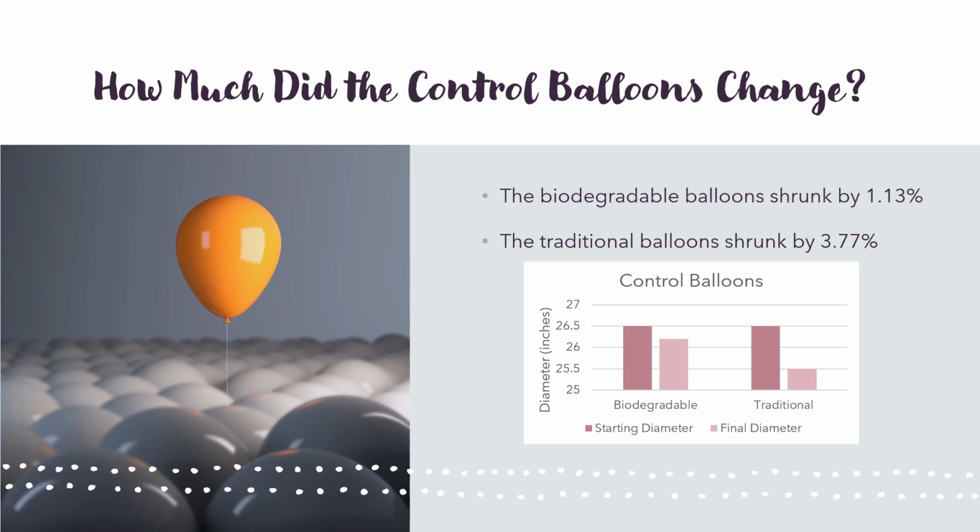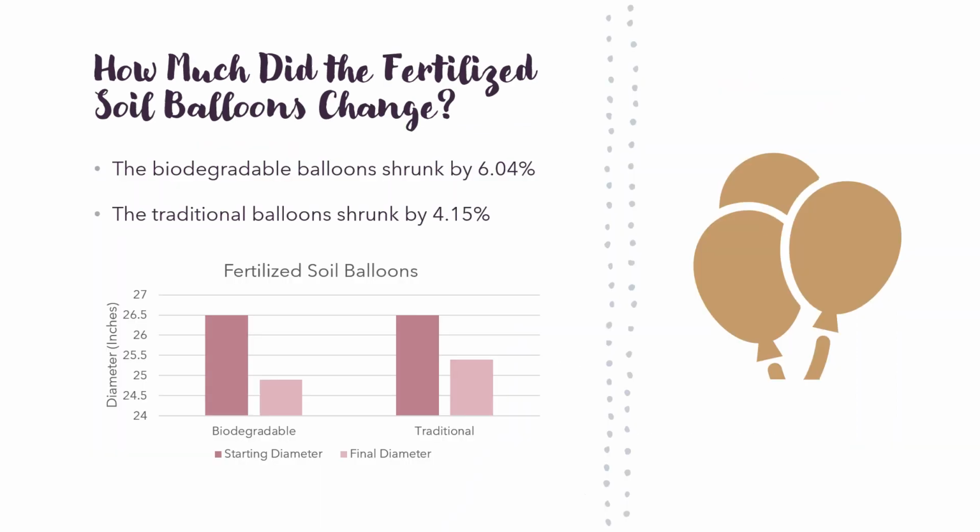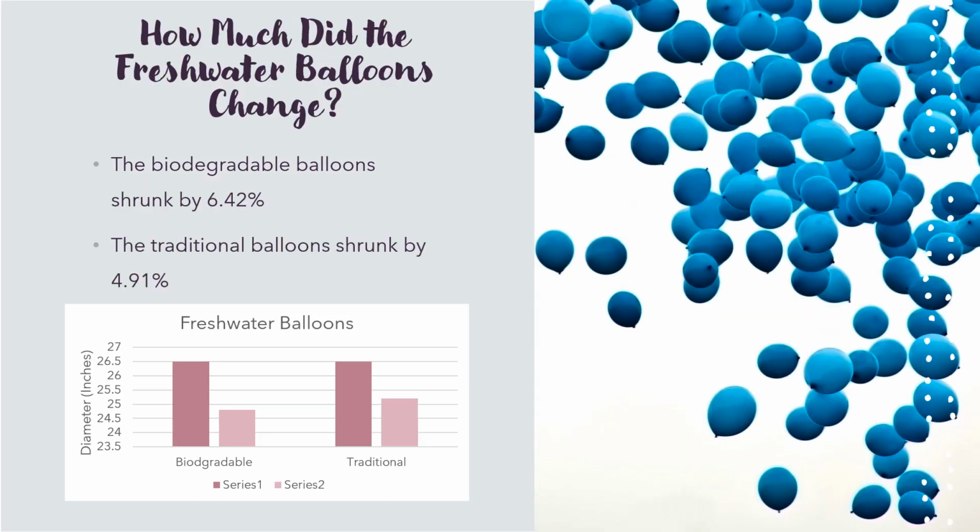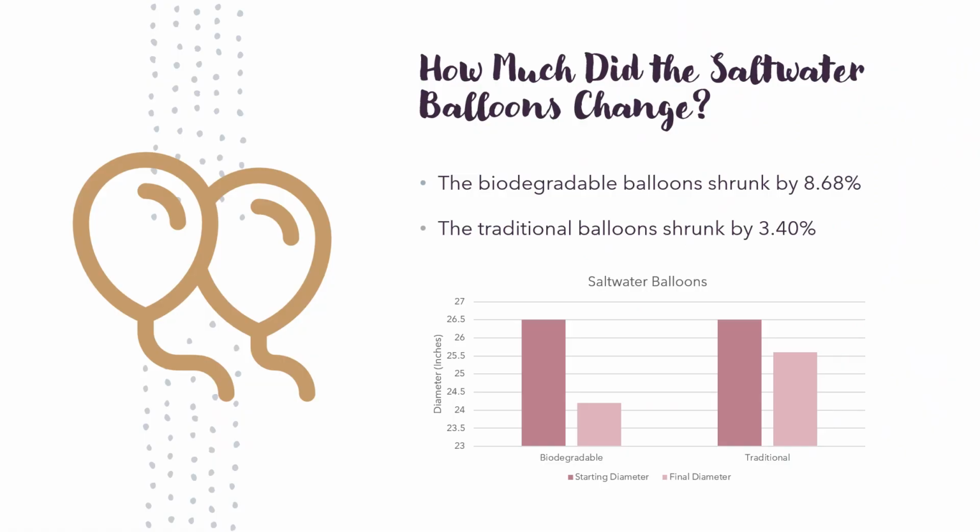Looking at the percent differences for the control balloons, the biodegradable balloon shrunk by 1.13% and the traditional balloon shrunk by 3.77%. The biodegradable balloon left in the fertilized soil environment shrunk by 6.04%, and the traditional balloon shrunk by 4.15%. The freshwater biodegradable balloon shrunk by 6.42%, and the traditional freshwater balloon shrunk by 4.91%. The biodegradable saltwater balloon ended up shrinking by 8.68%, and then the traditional saltwater balloon ended up shrinking by 3.4%.